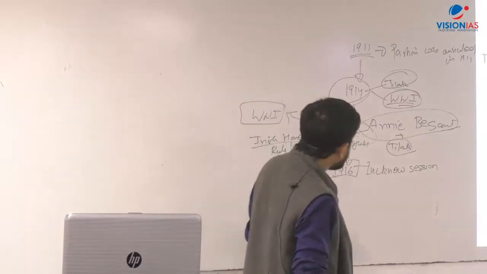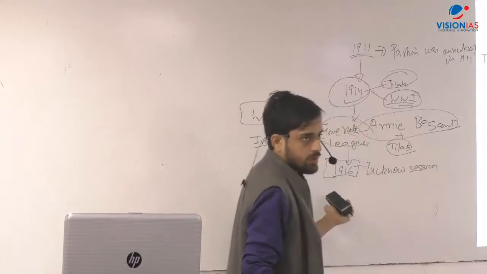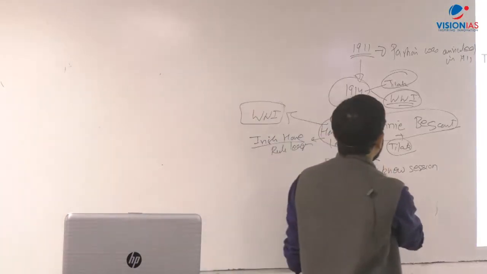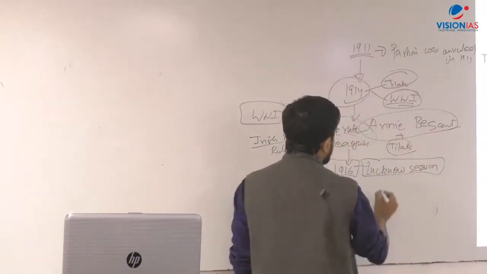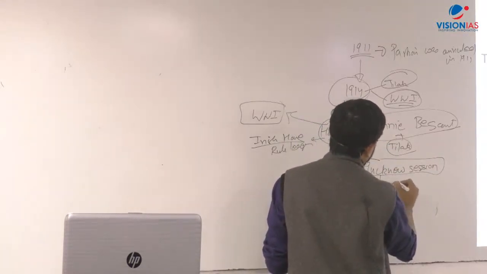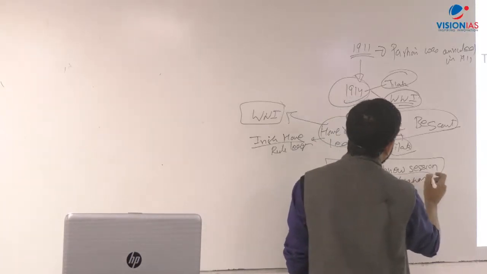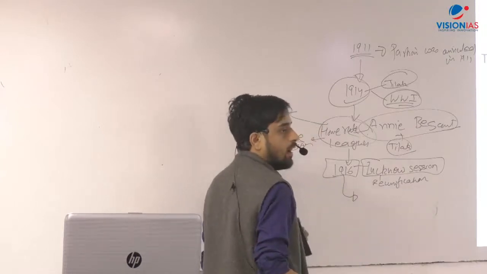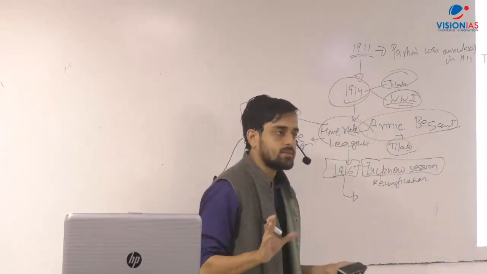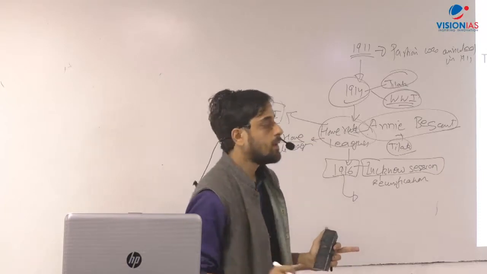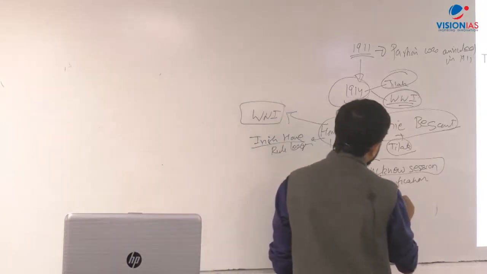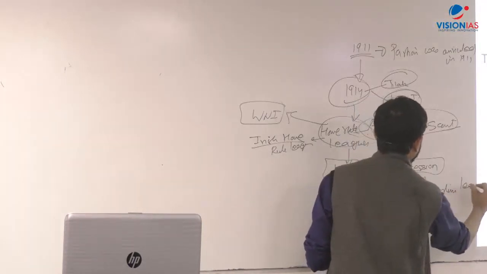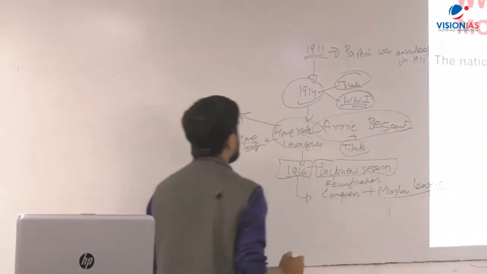Now, after this, Annie Besant played a crucial role in bringing the moderates and the extremists together in the Lucknow session of the Congress, which witnessed a reunification of Congress. But at the same point of time, the Lucknow session was also important because it marked an informal alliance or an agreement between the Congress and the Muslim League.